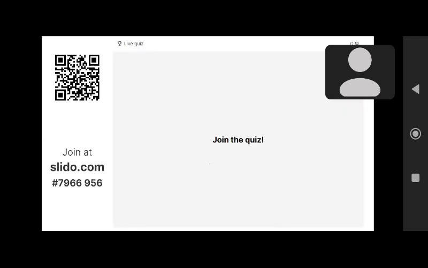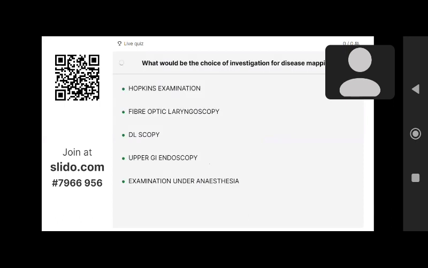So, there's a quiz as to what would be the choice of investigation for disease mapping in this case.